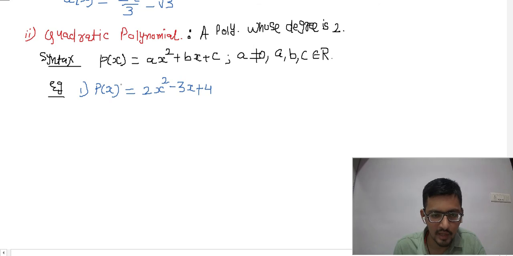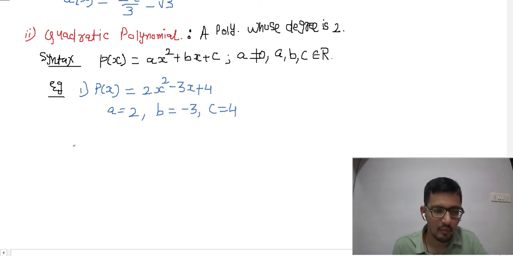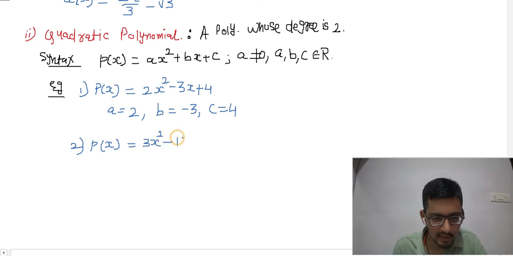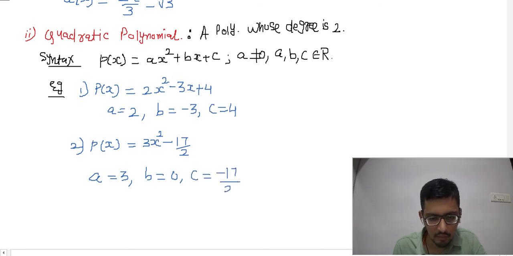If I am comparing this with standard form, here a is 2, b is minus 3, and c is 4. One more example, you see, p of x is equal to 3x square minus 17 by 2. This I can say quadratic, of course yes, because the degree is 2. If I am comparing with standard form, a will be 3, x term is missing, so b will be 0, and for the constant term you will write minus 17 over 2.